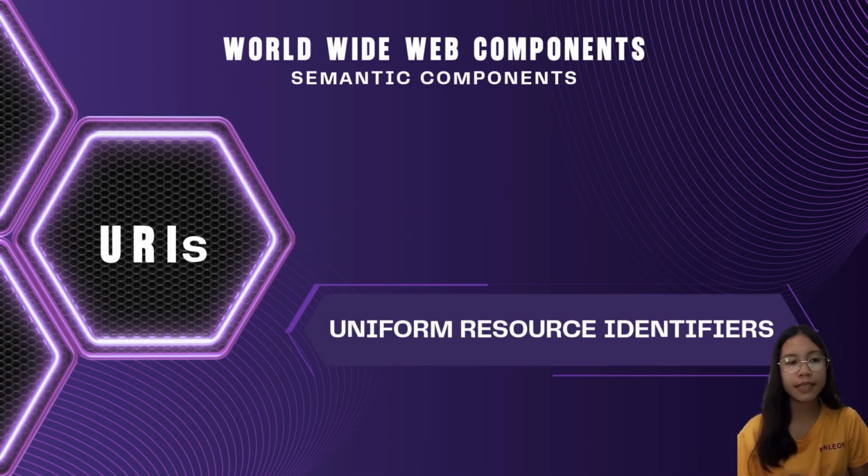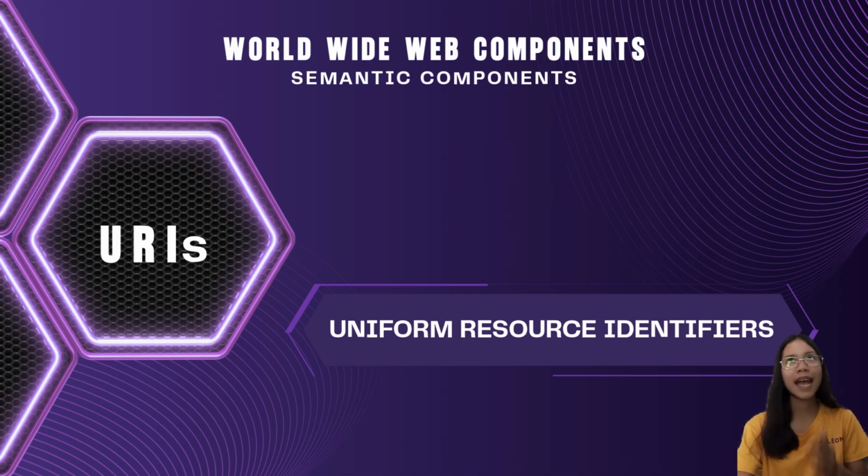So now let's discuss the last one, which is the Uniform Resource Identifier, or URI. A Uniform Resource Identifier is a unique string of characters used to identify a specific resource on the web, such as a web page, an image, a document, or a video. The URI serves as the addressing system of the World Wide Web, ensuring every resource can be located and accessed.